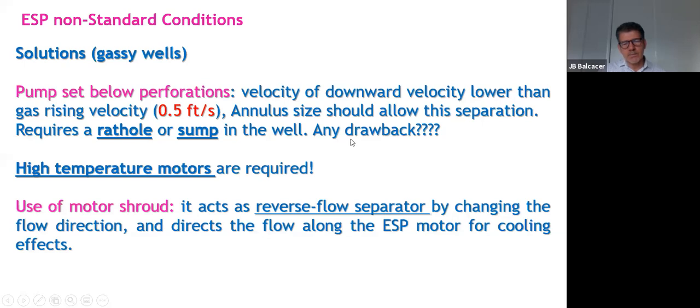So the question is, any drawback? The answer is yes, because of the high temperature of the motors. If the motor is below the intake of the pump, the fluid is not passing through the motor, and the fluid is supposed to cool the temperature of the motor. So in this case, we have to use what is called the motor shroud, which gives a reverse flow separation. It forces the fluid to come down, pass across the ESP and get up to the pump intake. In this case, we are helping with cooling the temperature of the motor.